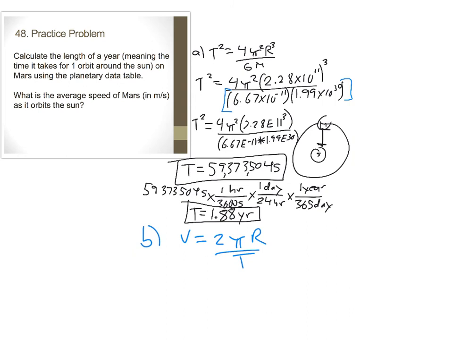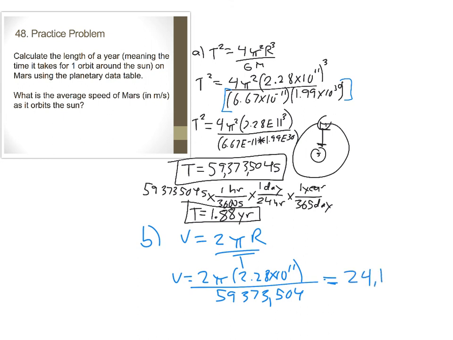So I go ahead and plug in the average distance, which is the radius of that orbit, 2.28 times 10 to the 11th, over the period. And I do want to keep this in seconds because I want to get that velocity in meters per second. And so when I do that, I find that Mars is traveling around the Sun at a speed of 24,128 meters per second. So moving at a pretty good clip there.